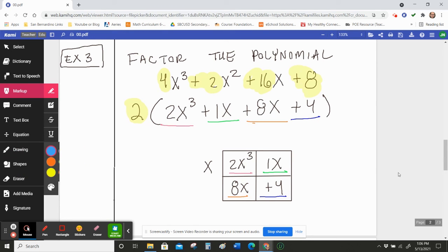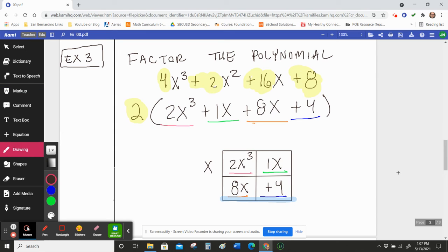All right, let's check the next row. What can I take out of the 8x and the positive 4? The only thing that I can take out of those two is a positive 4, because those two things can be divided by 4. Again, be careful. You can say that you can take out a 2 here, but this is not the greatest common factor. We want to take out the most possible. So we wouldn't take out a 2, we would take out a 4. And since the first number is positive, we leave it as positive. All right? So this will be a positive 4.